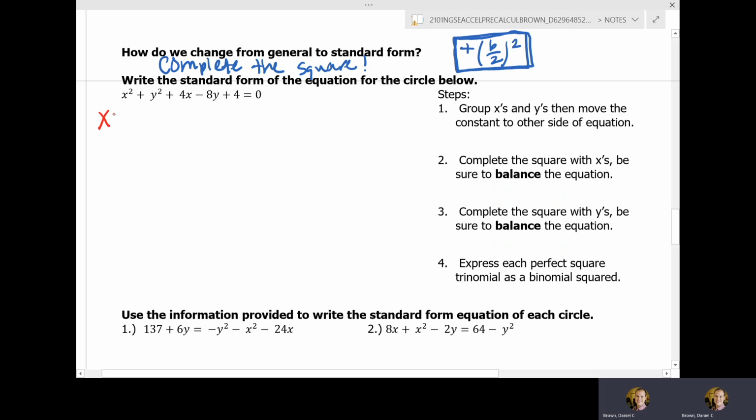So I have x squared plus 4x. I'm going to leave a little gap. I have the y squared minus 8y, leave a little gap. That plus 4 is moving to the other side as negative 4.